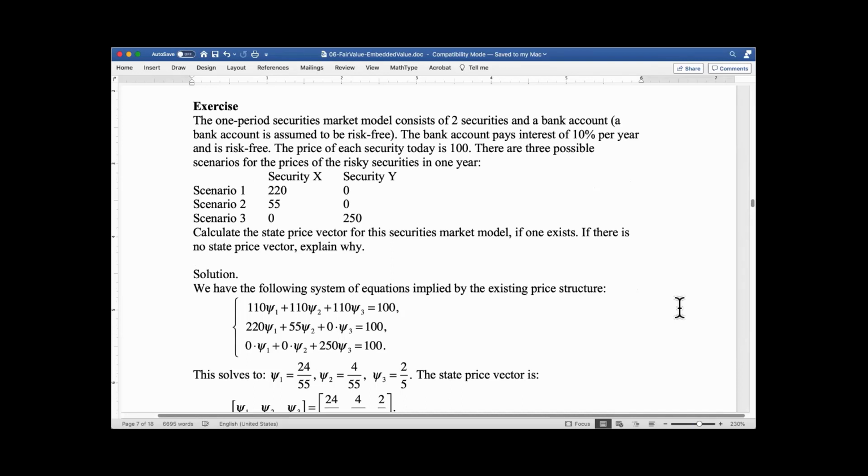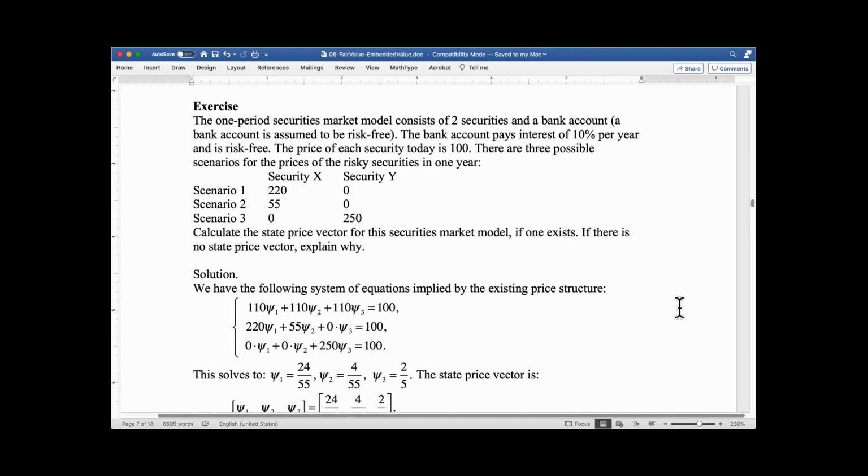So let's look at this exercise here. The one-period securities market model consists of two securities and a bank account. A bank account is assumed to be risk-free. The bank account pays interest of 10% per year and is risk-free. The price of each security today is 100.